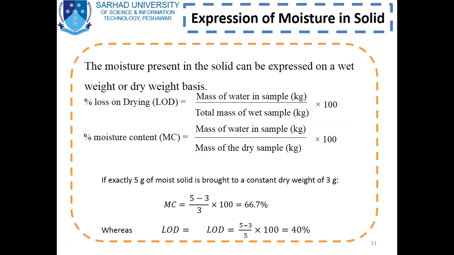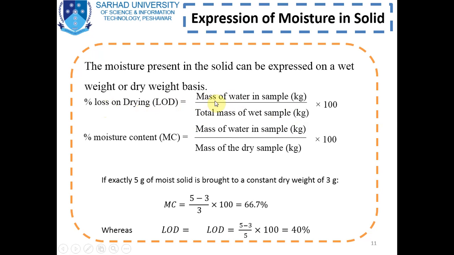There are certain other expressions of moisture in a solid, which is expressed on two bases. Either the moisture present in the solid material can be expressed on a wet basis or a dry basis. On the wet basis, you can see in these two formulas, when the total mass of wet sample in kg is put in the formula, that is the formula for the percent loss on drying, or percent LOD.